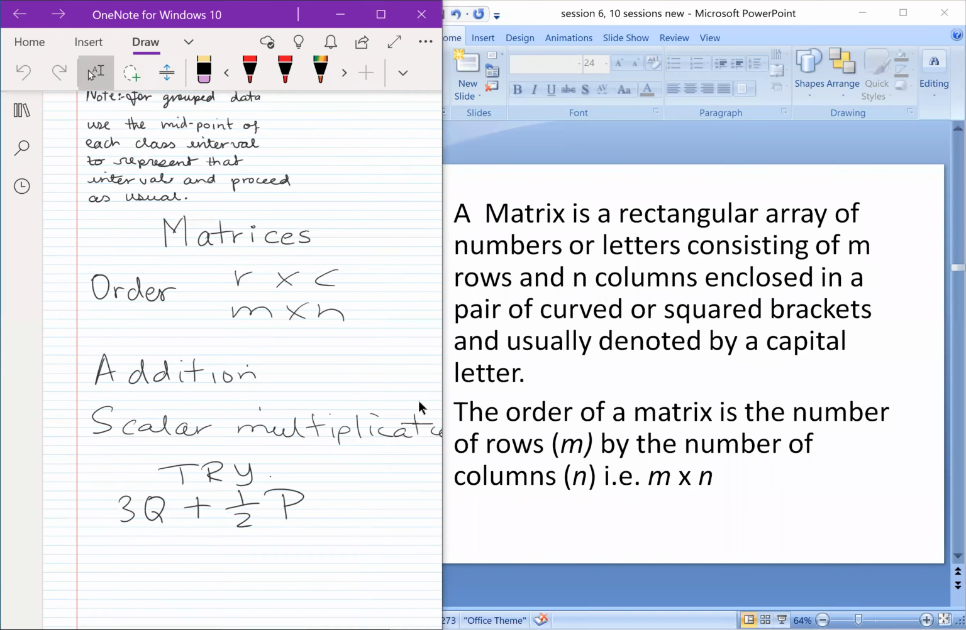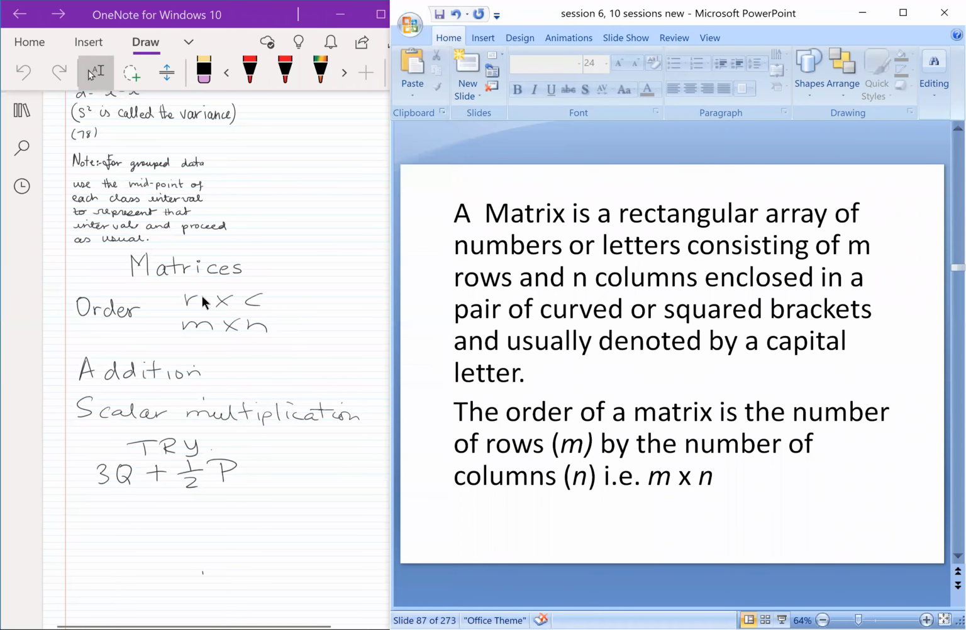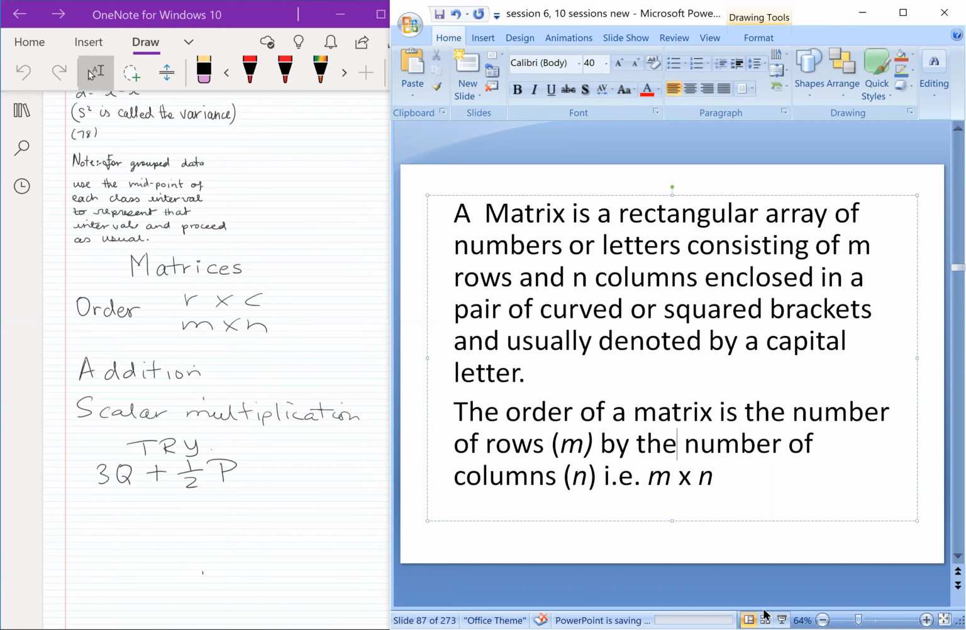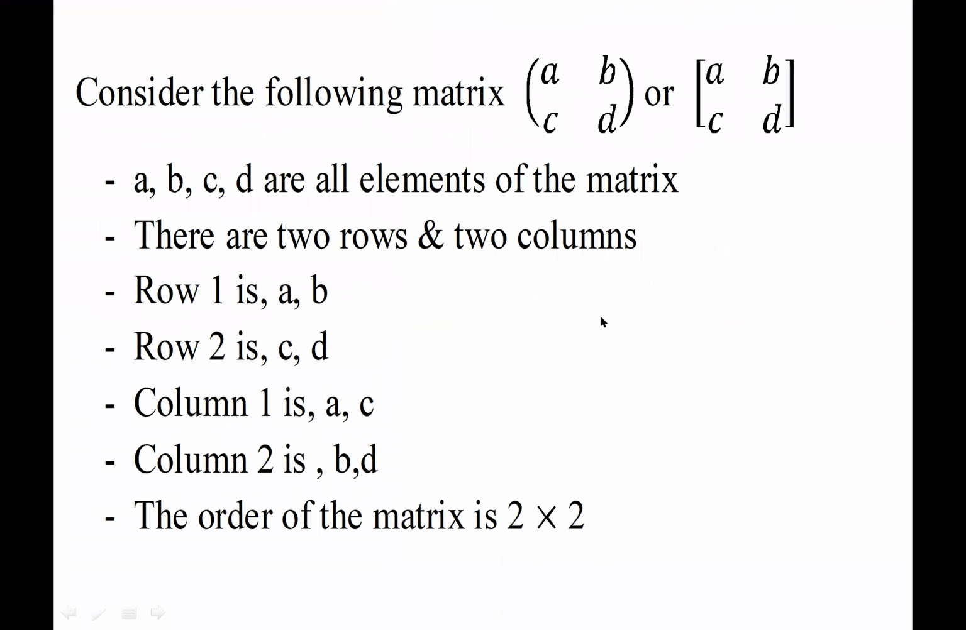All right. So the order of the matrix is quite important, and that would be the number of rows by the number of columns. We must know how to add and how to do some scalar multiplication. So very quickly, the order of the matrix is the number of rows by the number of columns, and they call it m by n.